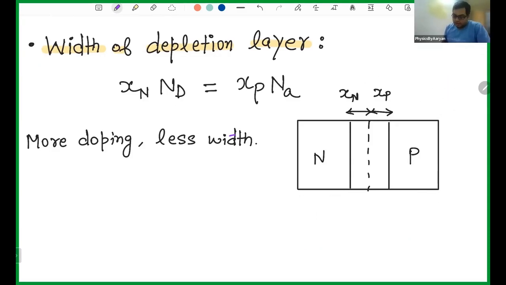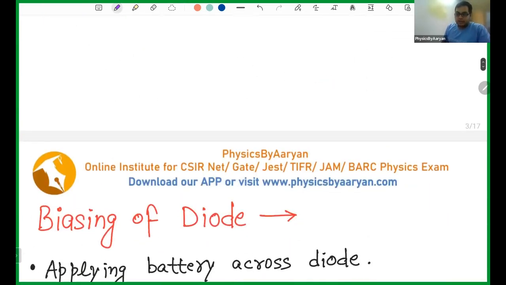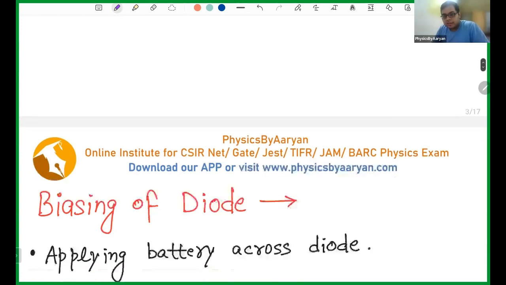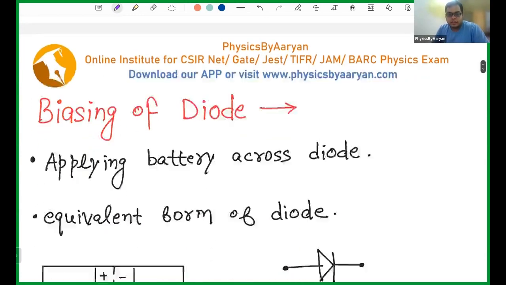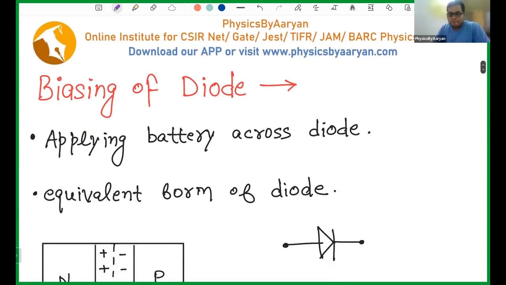I can give you the total width, and I can even give you the doping ratios, and ask what will be the ratio of the depletion widths, and you can find it using this formula. So these are the formulas about diodes in equilibrium without any bias. Any question anyone has, please ask.